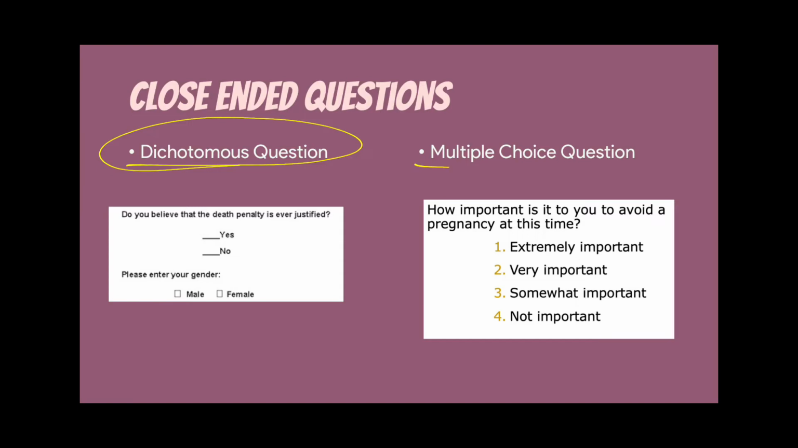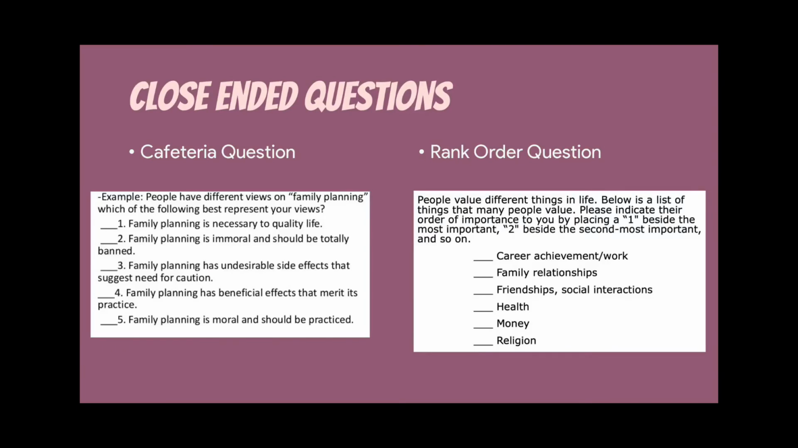Again, you can also do a multiple choice question, with more than 2 options. For example, how important is it for you to avoid pregnancy at this time? And then they have options to be able to answer the question above. And then we also have a cafeteria question, which is a specific multiple choice type question, which basically asks which of the following views is more representative of you, and then they get to choose only one of those representative answers. So for example, this one talks about views in terms of family planning.